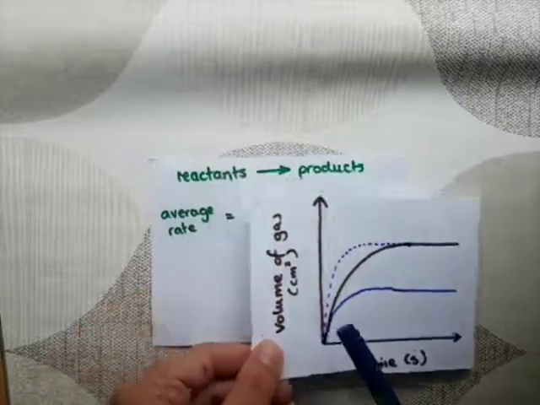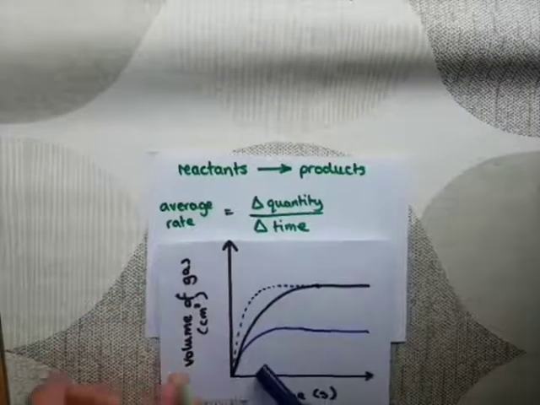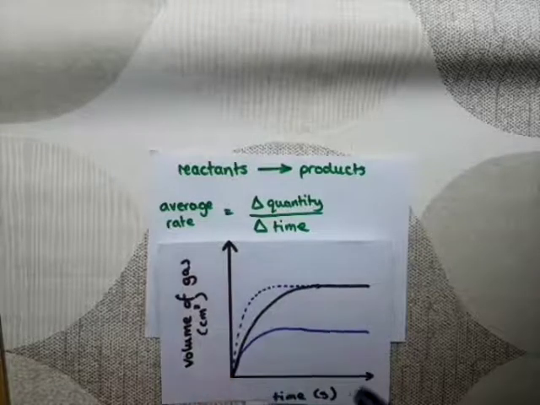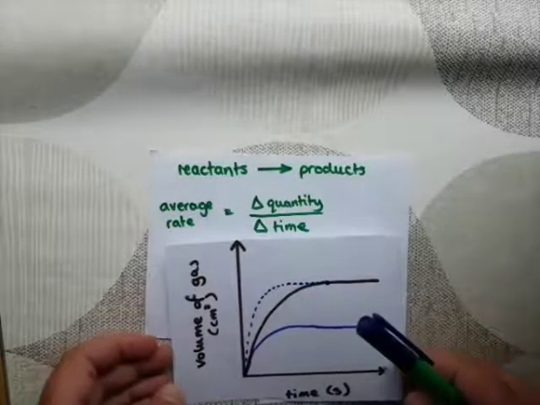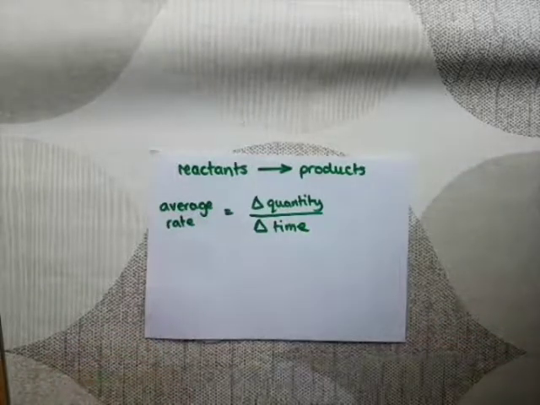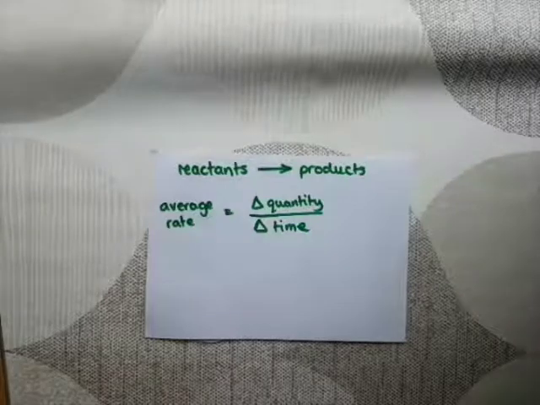as the reactants are used up. So what we're doing when we calculate the average rate is we're taking a particular time interval and we're calculating what the rate was in that particular time interval. So that might be at the start of the reaction, it might be in the middle of a reaction, or it might be towards the end of the reaction, to measure the rate at different times.